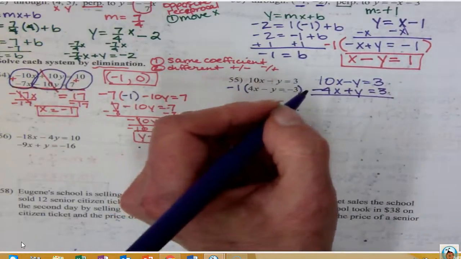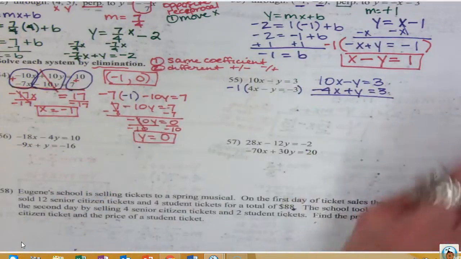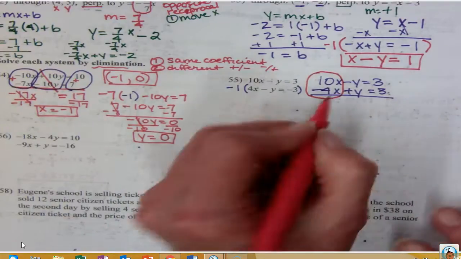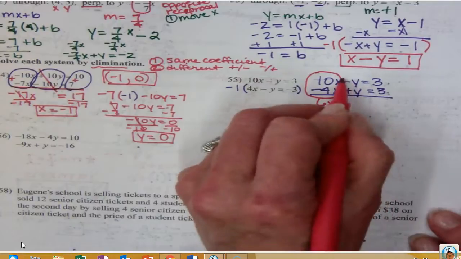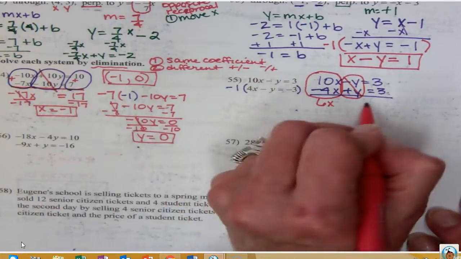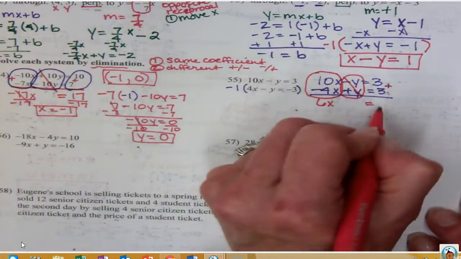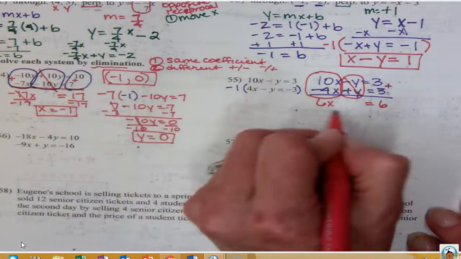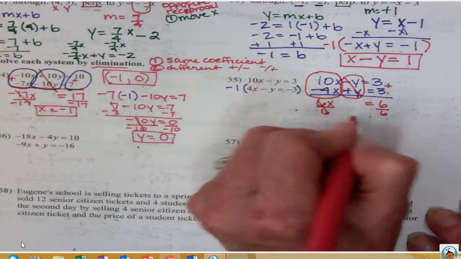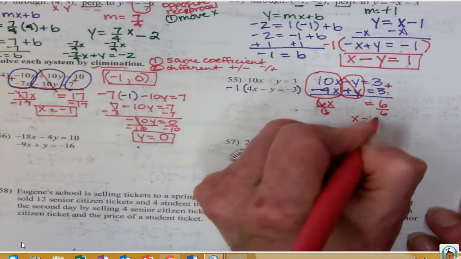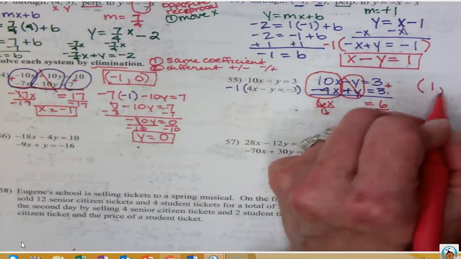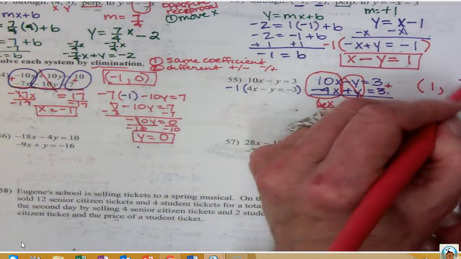So now when I add them together, when I add my 10x and my negative 4x, I'm going to get 6x. When I add these two together, they cancel each other out, which is exactly what we want, equals 3 plus 3 is 6. Now I'm going to divide by the number in front of my x to get x by itself, and I get x equals 6 over 6 is 1. So my solution is going to be where x is 1. Now I've got to find out what my y is going to be.